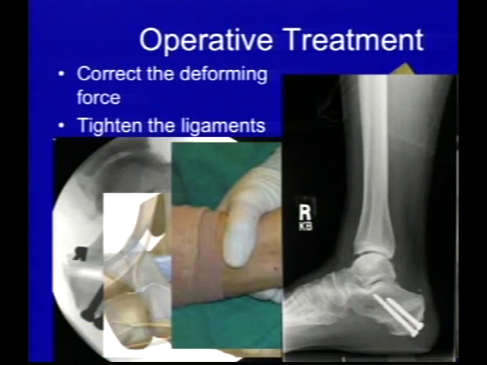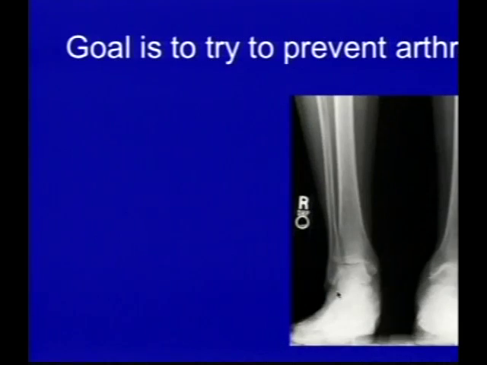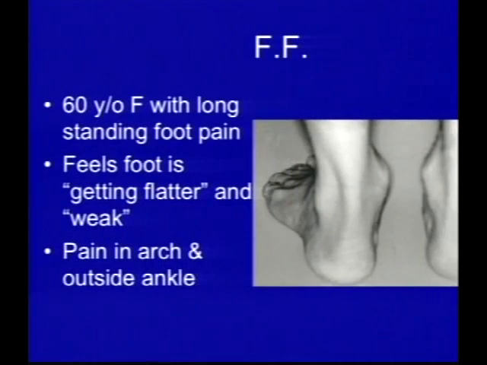So this is the same person. They're about a year out, and you can see the tibia bone and the fibula bone are pretty well aligned. What I did is I cut their heel bone and moved it to the outside, actually. And I need to do that as well as this tightening of the ligaments, okay? And so from this to that, okay? The goal is to try to obviously prevent the arthritis. Once the joint is arthritic, we can always do injections, we can do bracing, okay?